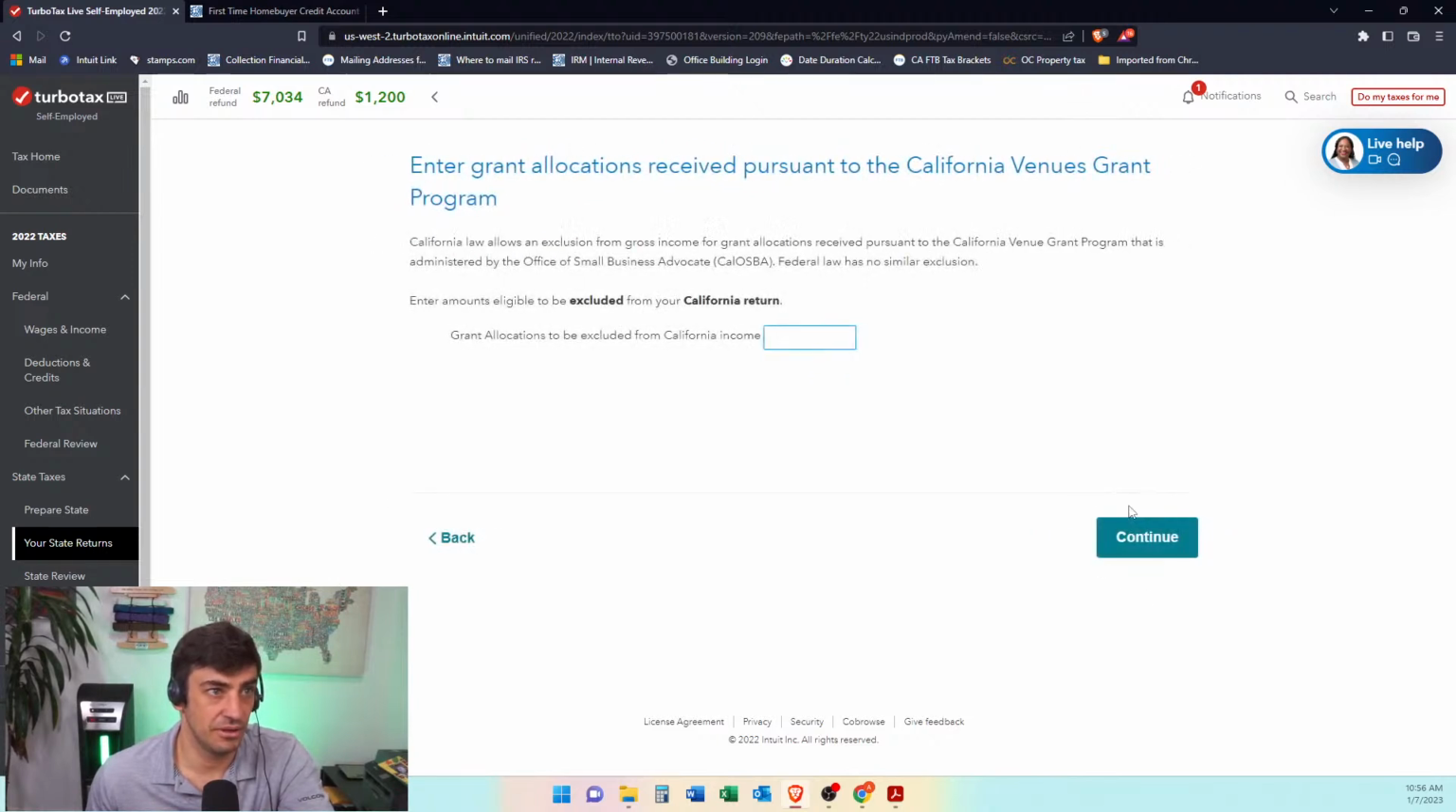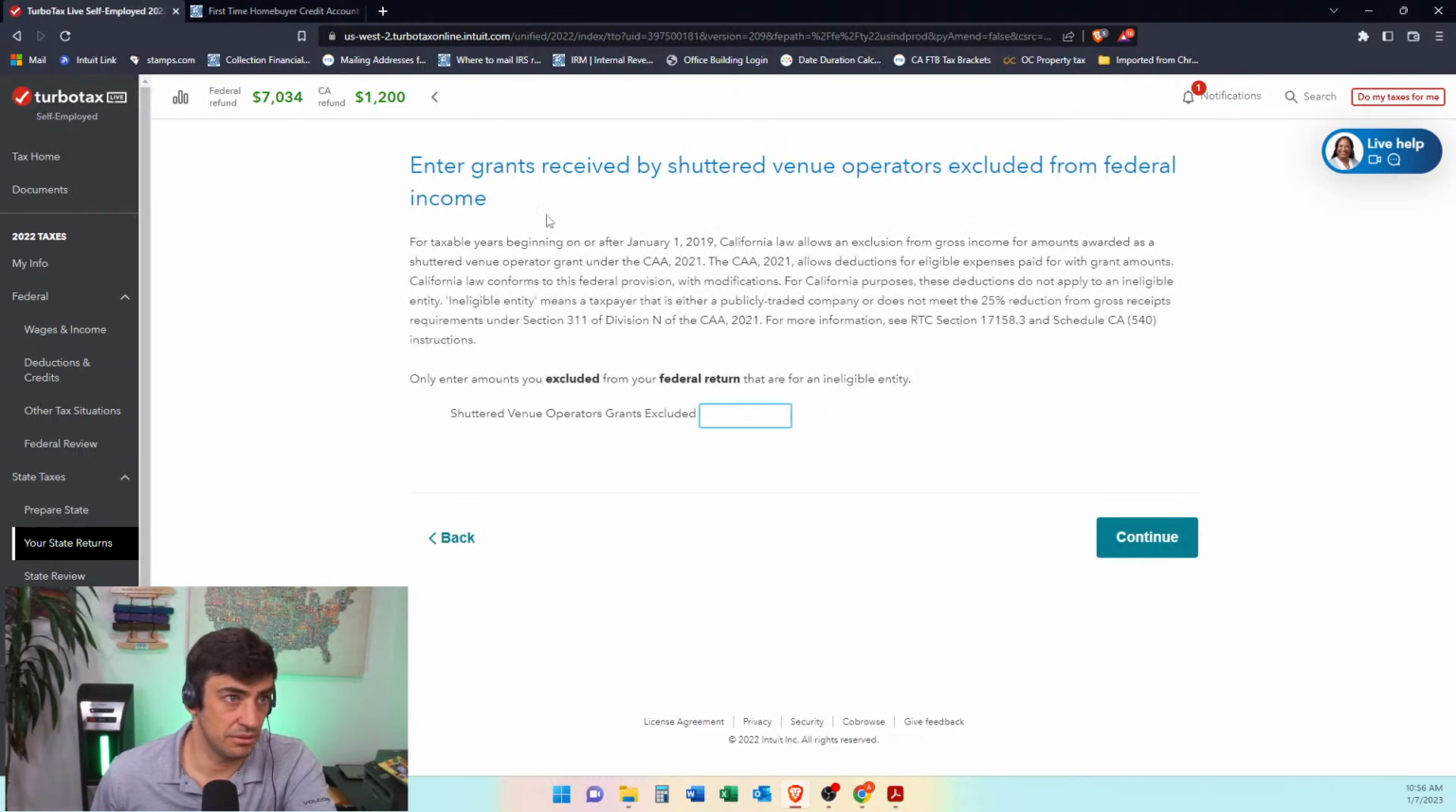Grant allocation received pursuant to the California Venues Grant Program. California law allows an exclusion of gross income for grant allocations received pursuant to the California Venue Grant Program that is administered by the Cal OSBA. Federal law has no similar exclusion. Okay, we're going to say no, we didn't get this grant. This is uncommon. Enter grants received by shuttered venue operations excluded from federal income. Say 0.